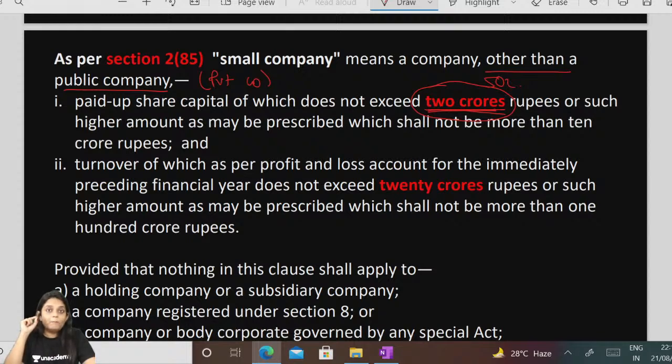Now, if your paid up capital does not exceed 2 crores, it is 2 crores or less, you are a small company. If my paid up capital is 2 crores or less, I get the status of a small company. But the definition is a little longer. What does it mean? Listen carefully. I hope you have made the rectification that 50 lakhs is now 2 crores.